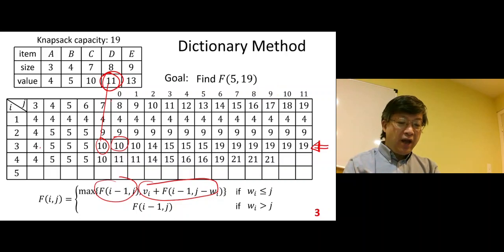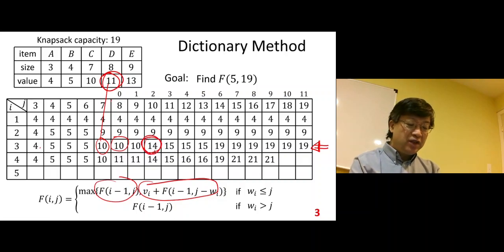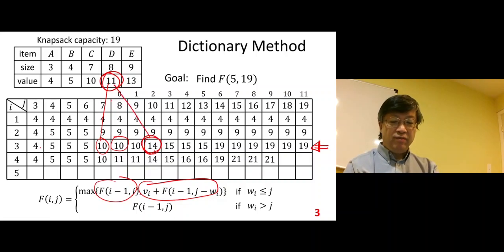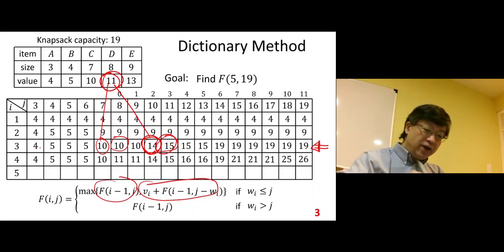Okay, all right. Under 10, size 10. 14, this time 14. 14 plus 11, 25. Right? Yep. 25 is better than 19, so we use 25. Okay? All right. 11, 15, 11, 26 is better than 19, so we use 26. Okay? So we get row number 4.